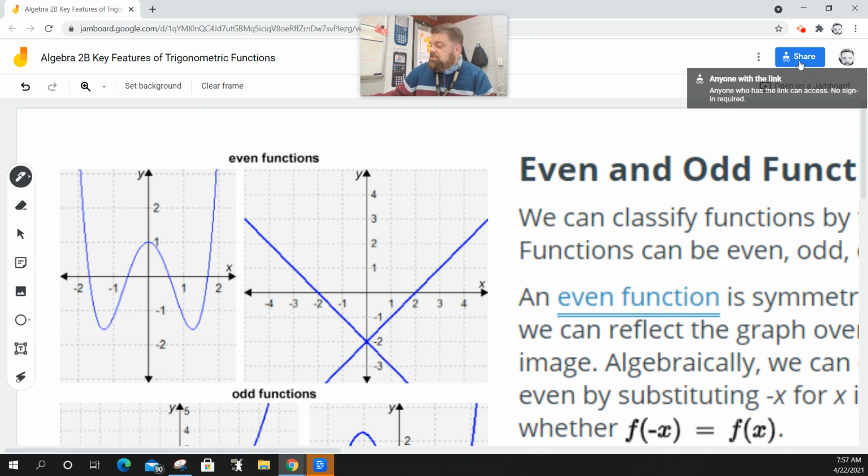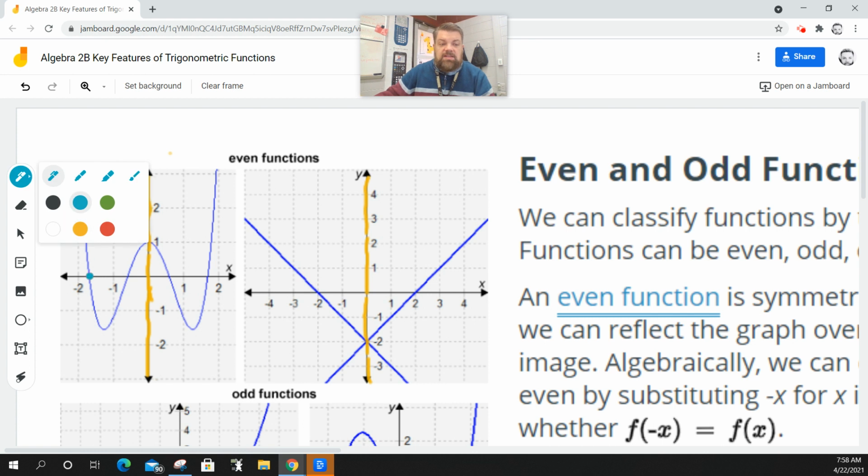And so basically, graphically, as you can see here, they reflect about the y-axis. So the y-axis is like an axis of symmetry, right? The left-hand side looks exactly like the right-hand side graphically. So these are even functions for sure because the y-axis goes right through the middle of the image. It's symmetrical.